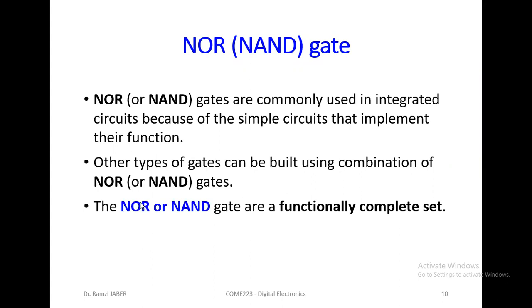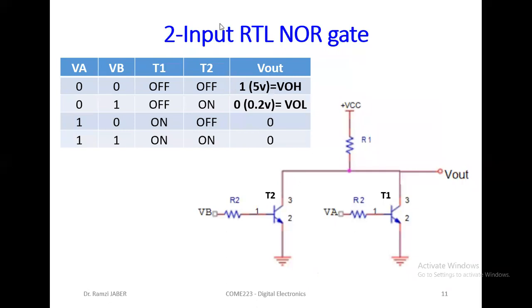From NOR, we can construct inverter. We can construct OR. We can construct NAND. We can construct AND. The same for NAND. So from NAND, we can do all basic logic gates. And from NOR, we can do also. So NOR and NAND are called functionally complete set. Okay? So let's begin with the two input RTL NOR gate.